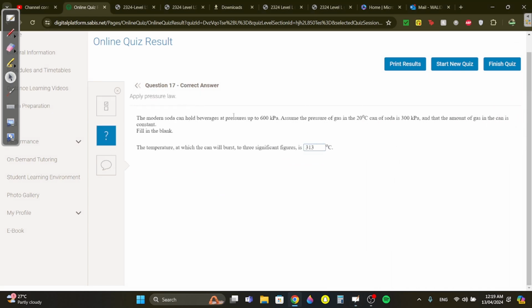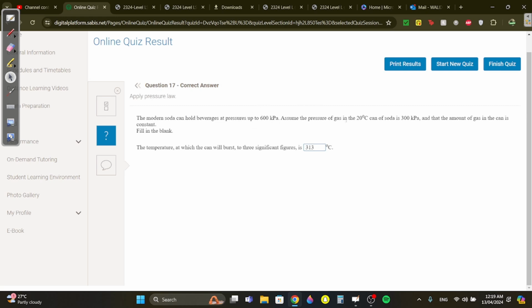Question 17. I think 17 was easy. The can can hold beverages up to 600 kilopascals. Assume the pressure of the gas at 20 degrees is 300. What's the temperature at which the can will burst? Basically, what they're saying is the can holds up to 600, so the maximum is 600. After 600, it's going to pop.